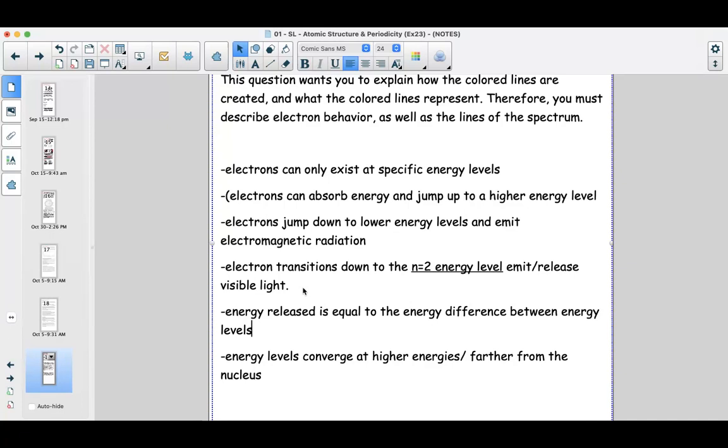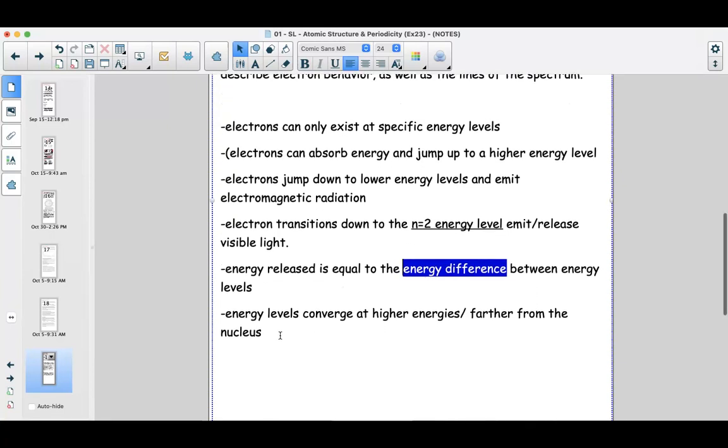So on the previous page, I was talking about how the red line is emitted when the electron jumps from n equals 3 down to n equals 2. So if we calculate the energy of that red light, it will tell us the exact energy difference between n equals 2 and n equals 3. So the energies of those colored lines can be used to learn exactly how far apart the different energy levels in hydrogen are. So I've listed a whole bunch of things as possible marks.